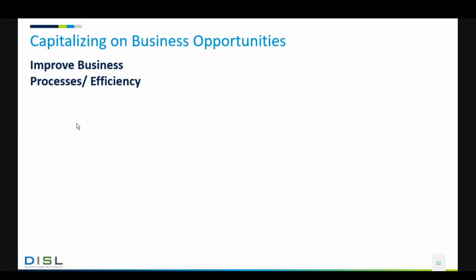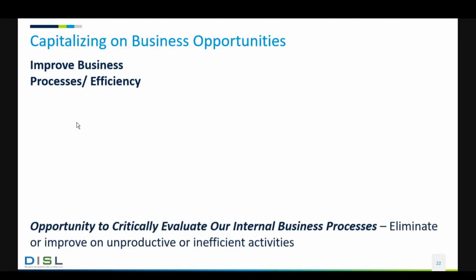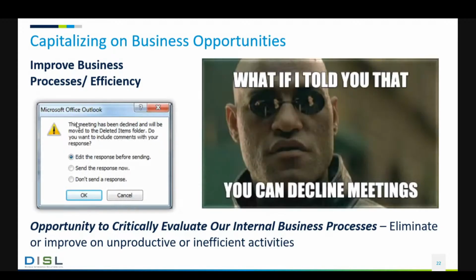Now, within our own organizations, we may not have the capital to dramatically launch a new fleet. We may not have the additional capacity to launch a new product line or other things like that. But within each of our organizations, I am sure there are ways that all of us can look at how we can improve our business processes and our efficiency, especially within our projects. So this is an opportunity to critically evaluate our internal business processes and eliminate or improve our unproductive activities.